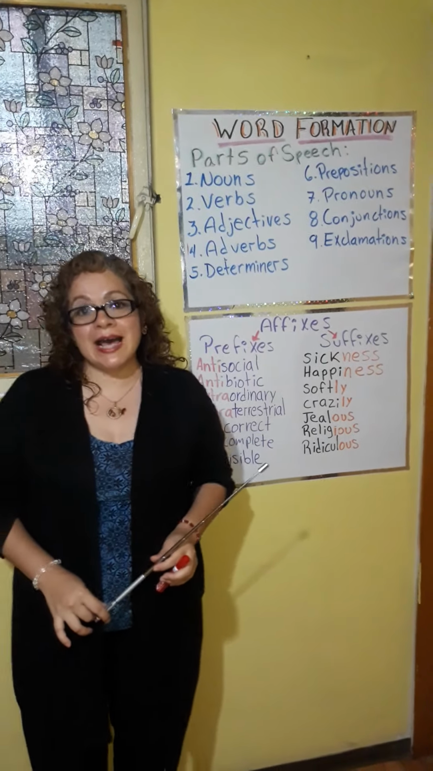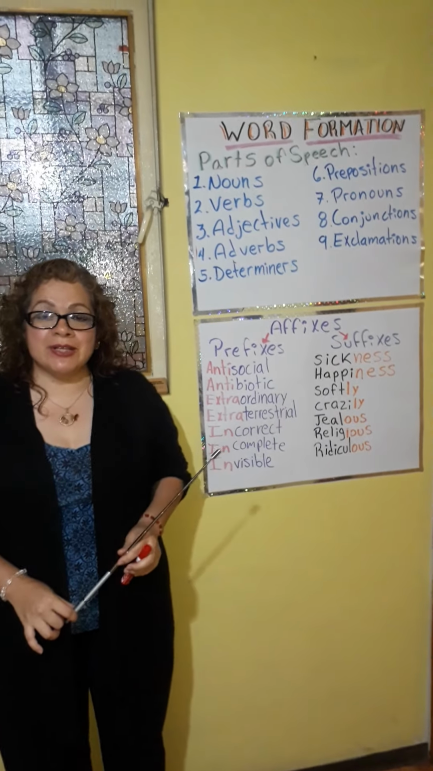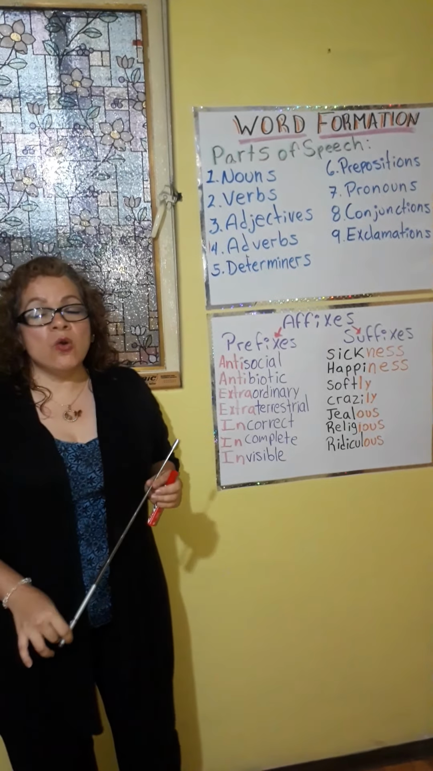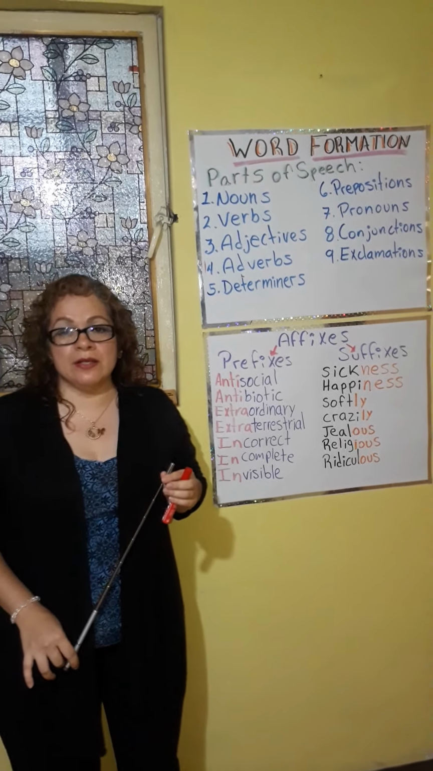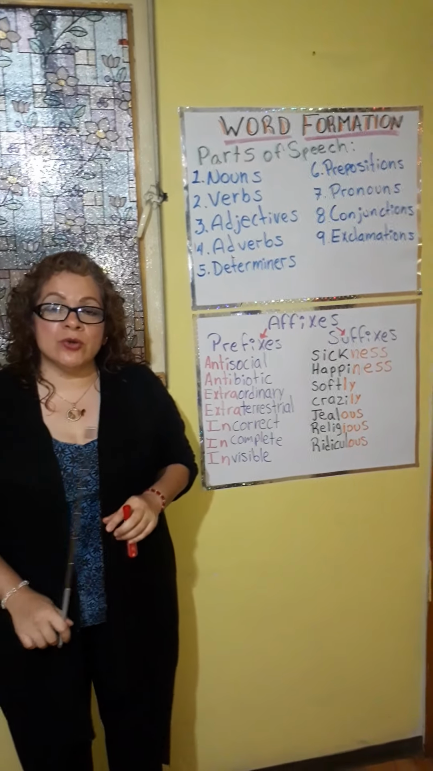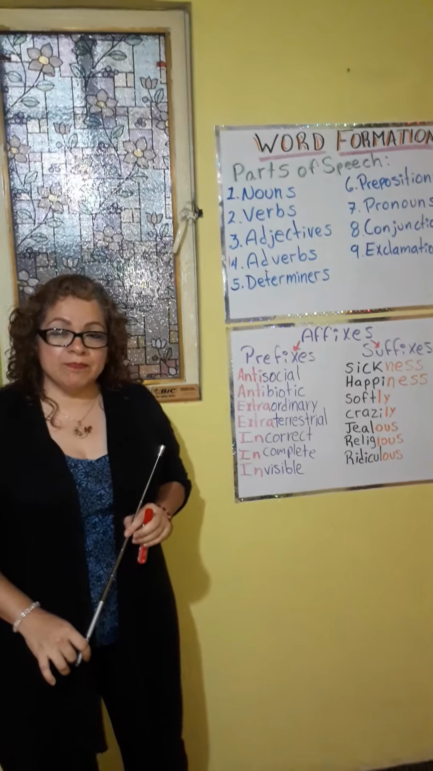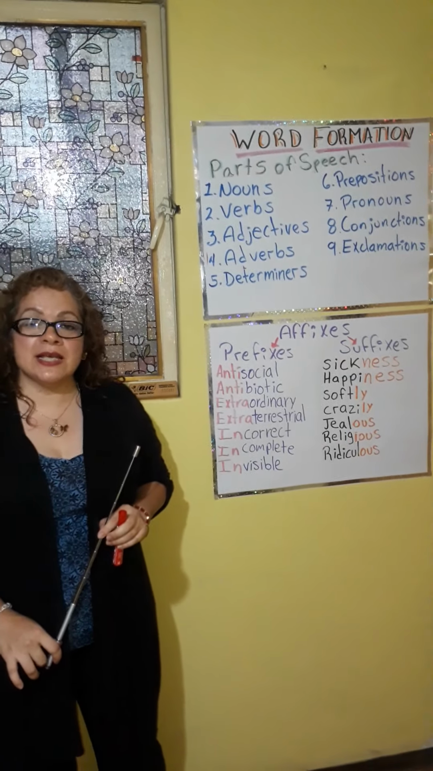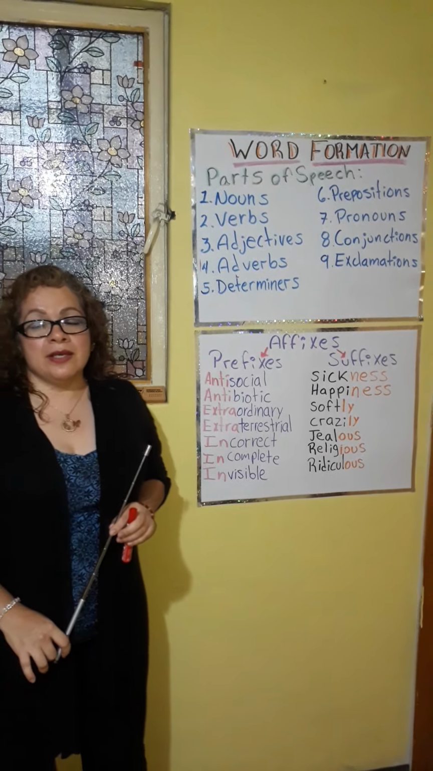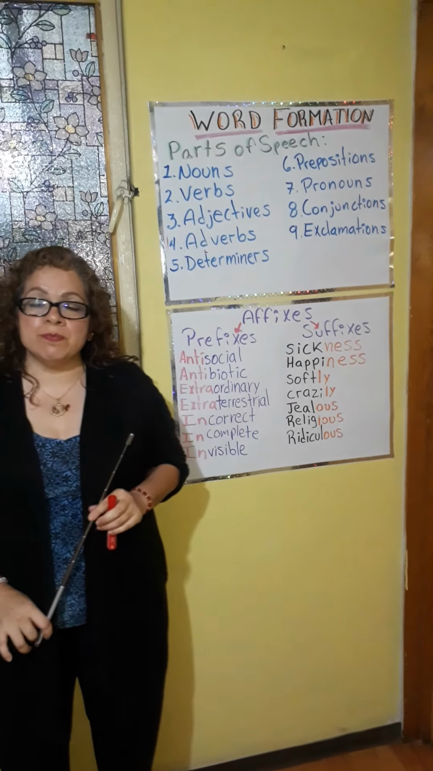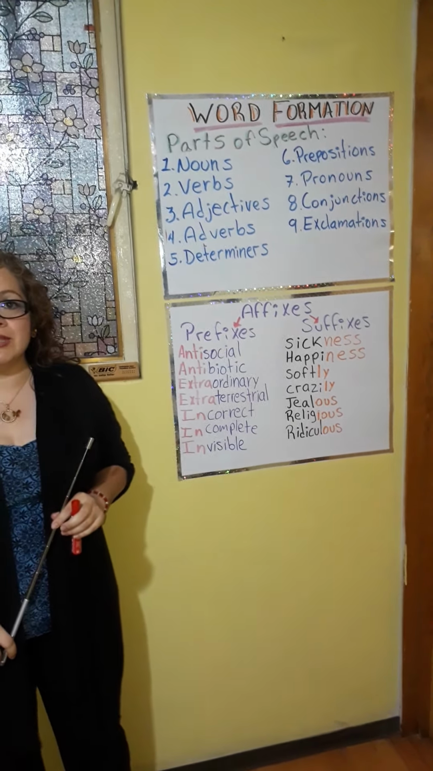Then we have adjectives. You need to remember that adjectives describe nouns, all kinds of nouns. Then we have to respect an order in order to use adjectives. Do you remember OSASCOMP? Opinion, size, age, shape, color, material, etc. So we have to respect this order when we are describing nouns.